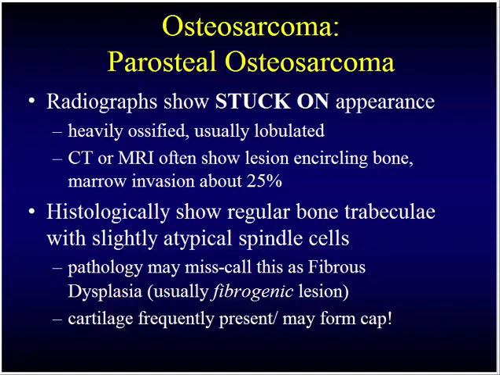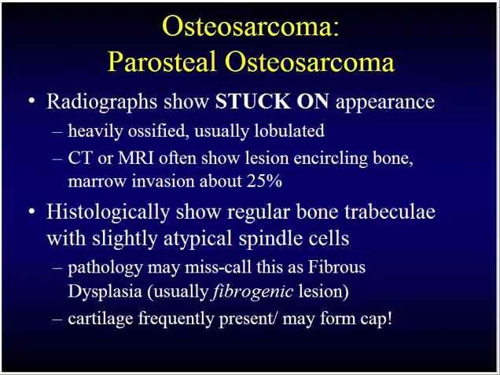This is a stuck-on appearance to this tumor. It's usually heavily ossified, usually lobulated. The CT or the MRI may show it encircling the bone almost completely, and about a quarter of the time there's some modest marrow invasion. I'll show you an example.